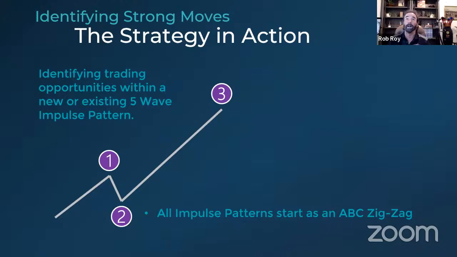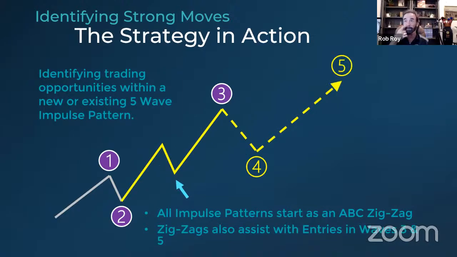So identifying opportunities within an existing or a potentially new wave five pattern. There you go. That's what I was talking about. A zigzag went in the wave three. If you know anything about Elliott wave, you know that wave three is the strongest wave. Can you imagine if you have this little three wave segment, a zigzag within that strong wave?